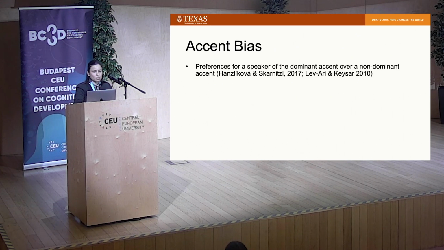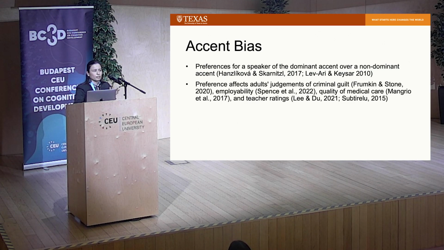Accent bias is basically the preference for a native speaker or a dominant accented speaker in the environment over non-dominant or non-mainstream accented speakers. And it is very well documented in both the adult and the child psychology literature. But to begin with the adult literature, we see that it really influences all aspects of everyday life.